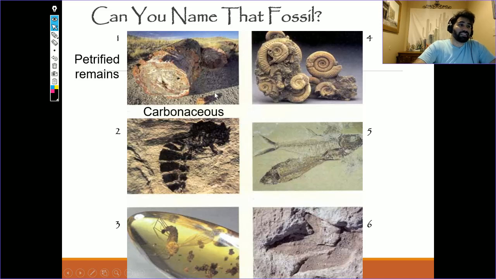Number 2, this is carbonaceous. Number 3, this one you guys should get quick. It is amber fossils, or insects that are preserved in amber. Number 4, based on everything we talked about and not these ones, it is a cast. Number 5 is a mold. And number 6, I actually didn't talk about. Well, I talked about it, I didn't name it though.